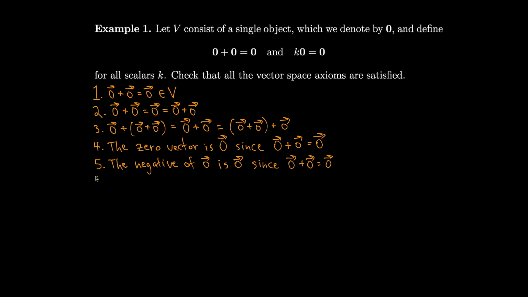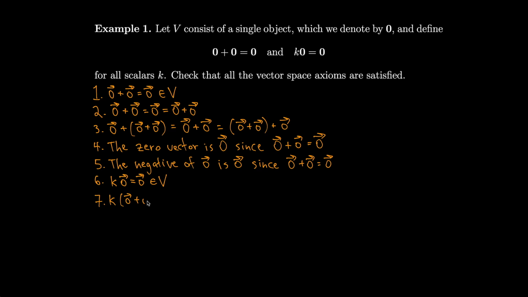Okay, how about scalar multiplication? Well, any constant k times 0 is going to equal 0 by definition. 0 is in there, so all the scalar multiples are in there. Let's look at the distributive property.